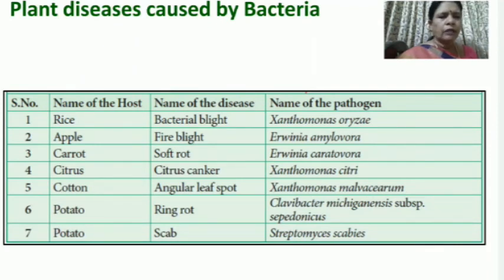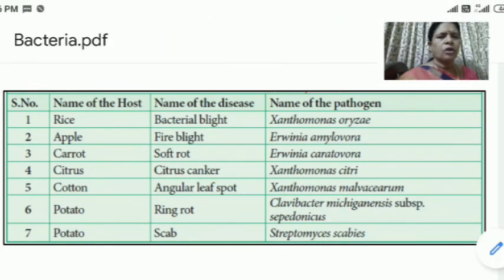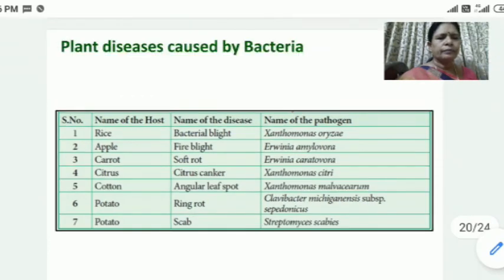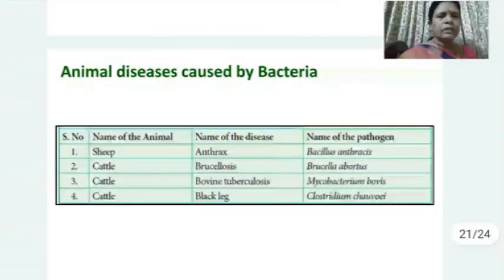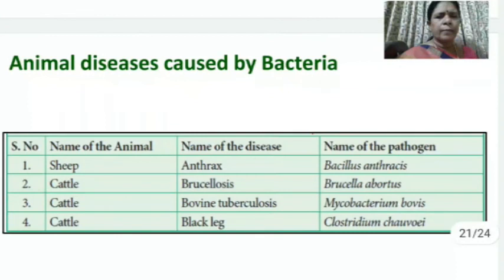Cotton, angular leaf spot by Xanthomonas. And potato, ring rot by Clavibacter. And in potato, scab by Streptomyces scabis. These are all the plant diseases caused by a bacterium. Next, animal diseases caused by bacteria. In sheep, anthrax, Bacillus anthracis.